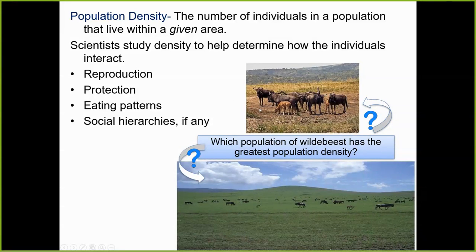All right, so up top here, I have a grouping of wildebeest, and down here, I also have wildebeest. Now, up here, I have maybe 8 individuals, and down here, I don't know, tens, if not maybe 100, probably more individual wildebeest. Which one, top or bottom, has the greatest population density? Who can tell me? You can say it out loud or you can say it in the chat. Top or bottom picture, which one is the more dense population? Yep, the top.